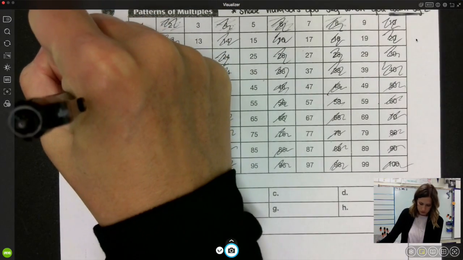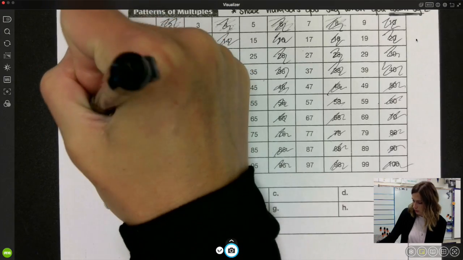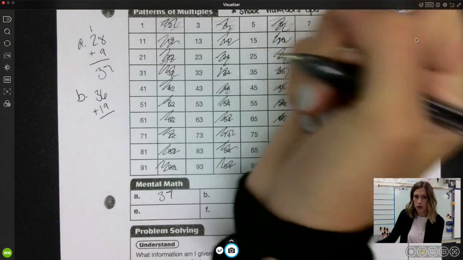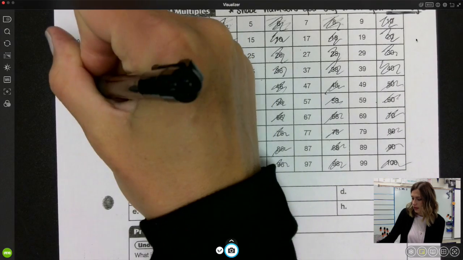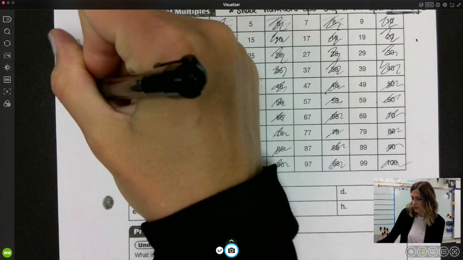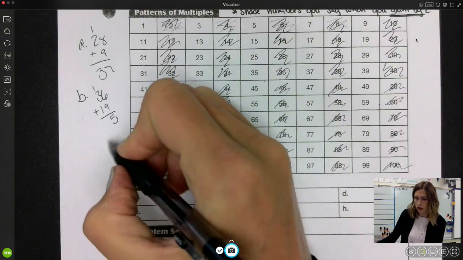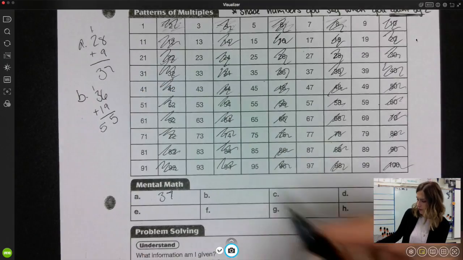B. 36 plus 19. 6 plus 9 is 15. 1 goes up, 5 comes down. 1 plus 3 is 4, plus 1 is 5. So we get 55.